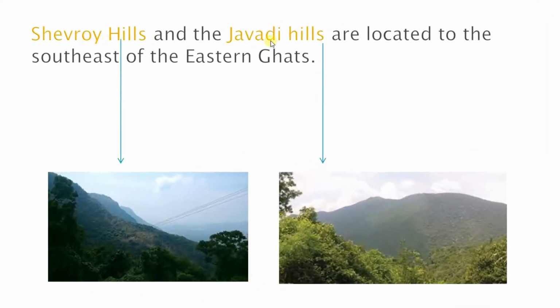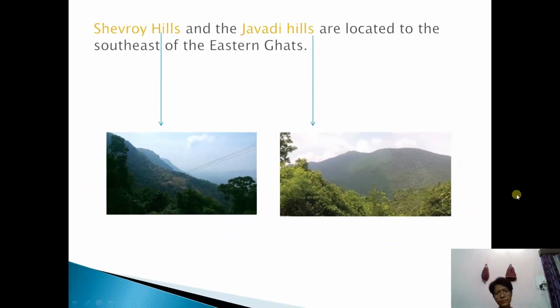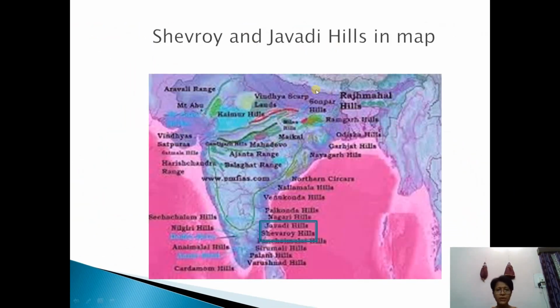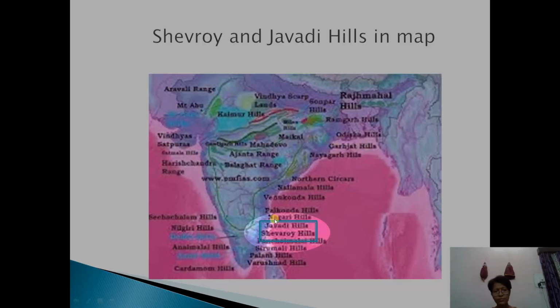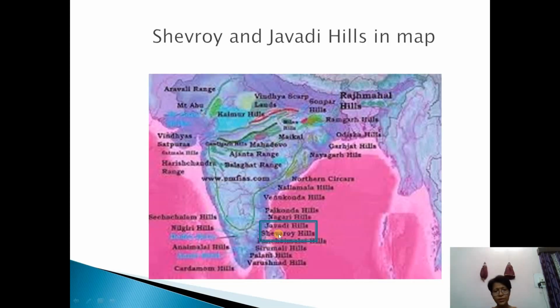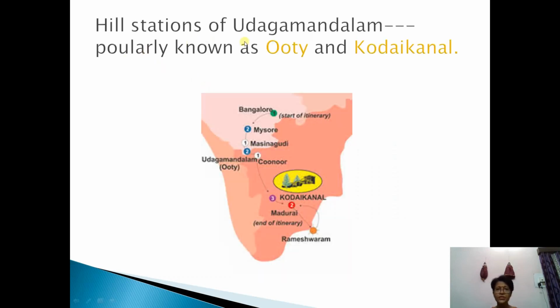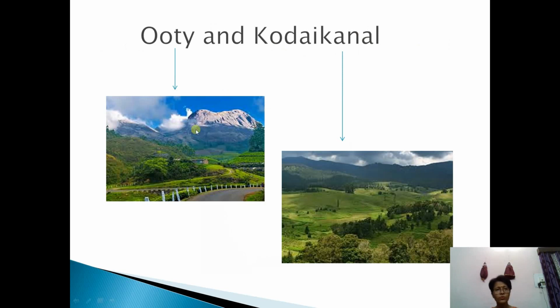Shevaroy Hills and Javadi Hills, which are located to the southeast of the Eastern Ghats. So one picture of Shevaroy Hills and Javadi Hills. Shevaroy and Javadi Hills in the map I'm showing here. This is in the box. Javadi Hills and Shevaroy Hills are located here in this position. Hill stations of Udagamandalam, which we know as Ooty, and Kodaikanal. Now see Ooty here, this area, and Kodaikanal here. Ooty one picture and Kodaikanal one picture also I'm showing here.